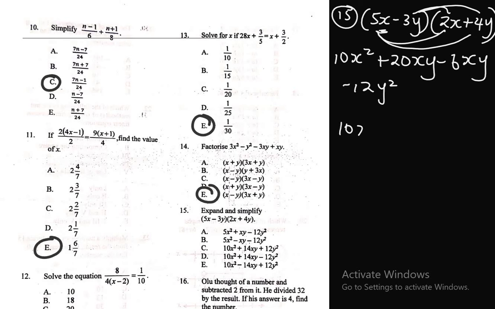So 10x squared, the first, plus 20xy minus 6xy will give me plus 14xy. Now minus 12y squared. So 10x squared plus 14xy minus 12y squared. The right option is D, and that is our answer.